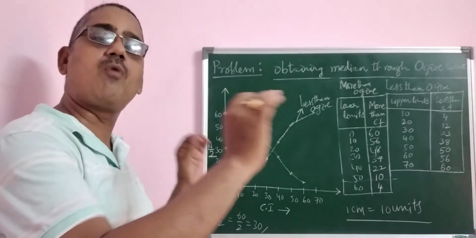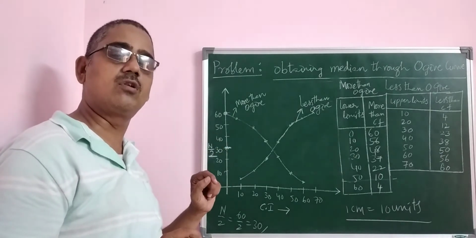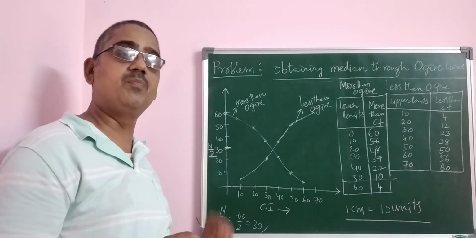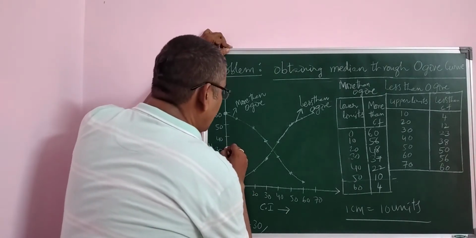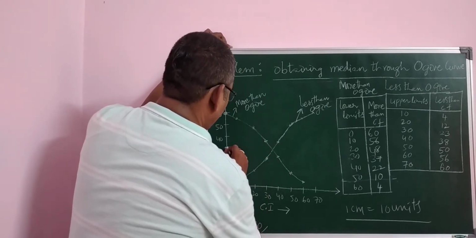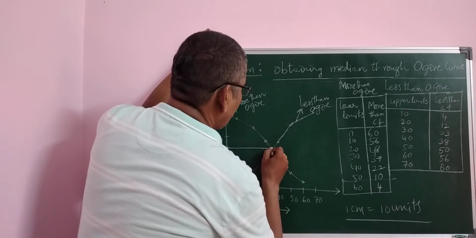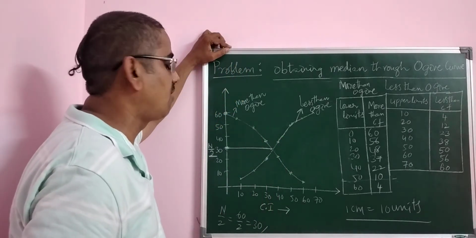Draw a particular line which meets the ogive curve from this particular point. Approximately, in my graph, it is meeting here.